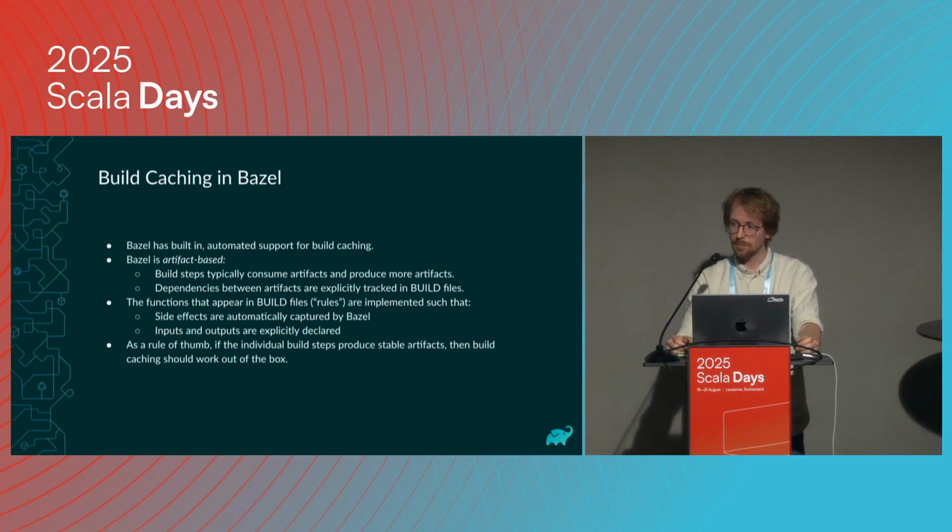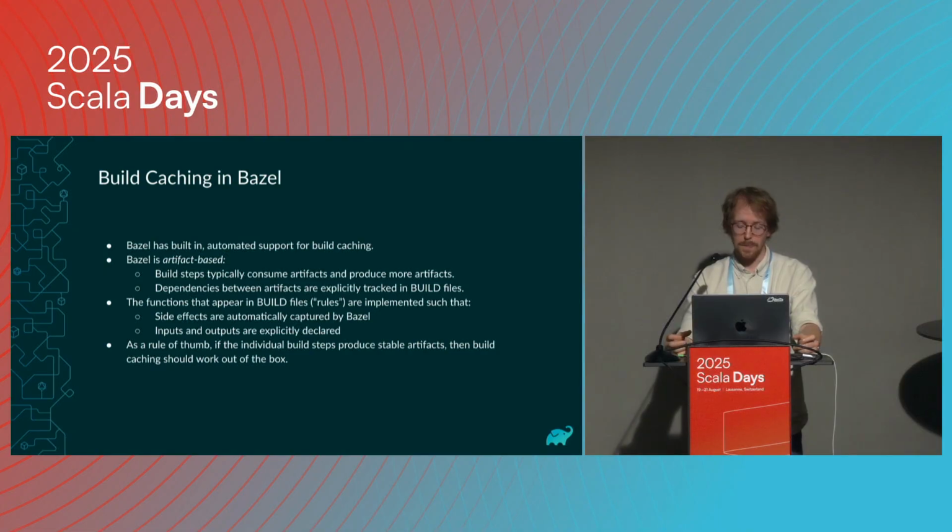One well-known example of build caching is the one implemented by Bazel, which has built-in and automated support for build caching. One of the reasons why caching is so effective with Bazel is that it is artifact-based. So if you've seen a Bazel build, you have those different build steps which typically consume artifacts and produce more artifacts, so files on disk. And the dependencies between those artifacts are very explicitly tracked in the build files.